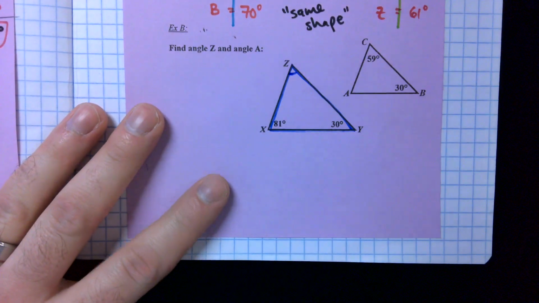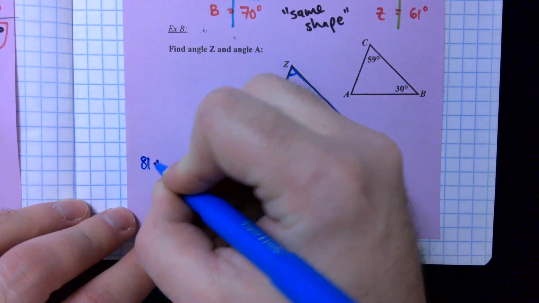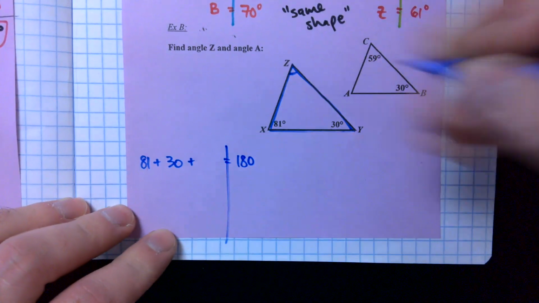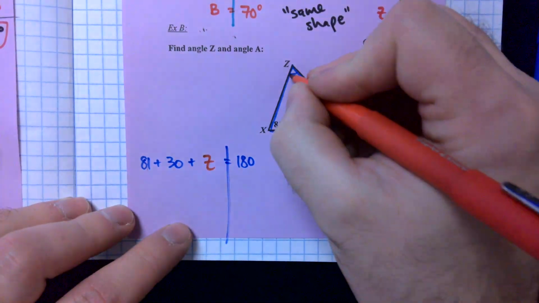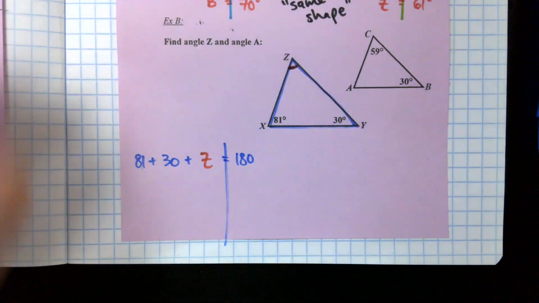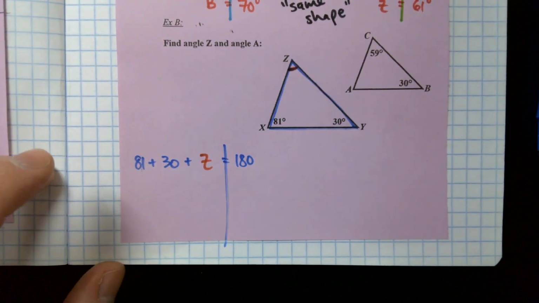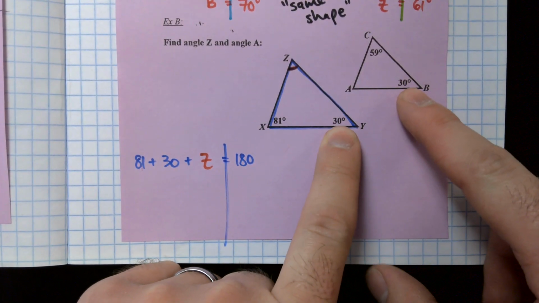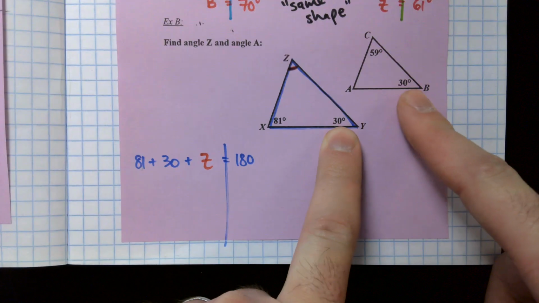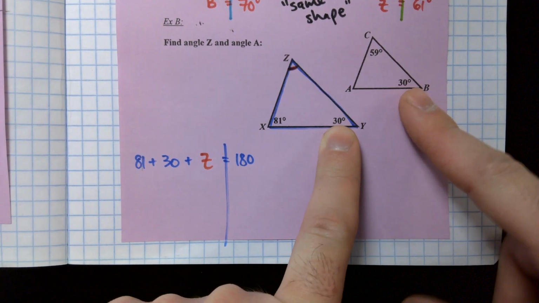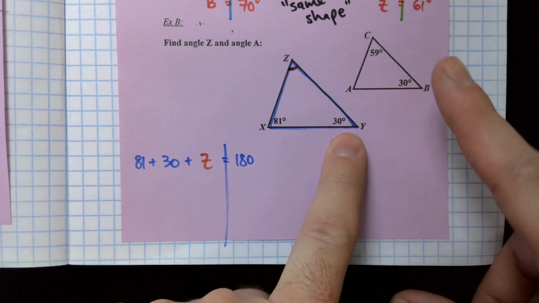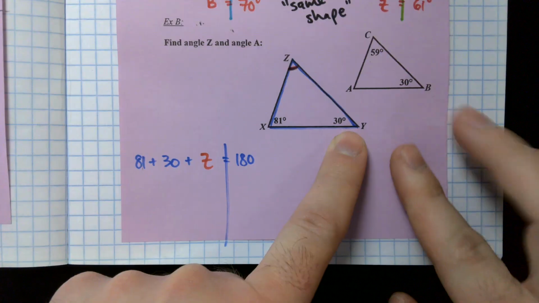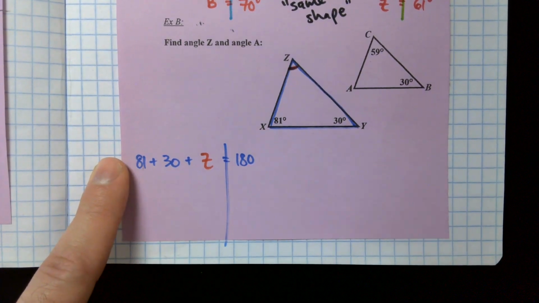All right, I don't know what angle Z is, so I could say 81 plus 30 plus Z equals 180. And if you look at this diagram, you see this bottom right-hand corner. What's my angle measure for that bottom right-hand angle? You guys see what number I'm pointing at twice? 30. So you see, oh, 30 and 30, that's a good sign. They have one angle in common, but I need to have all three. Okay? So let's solve this.